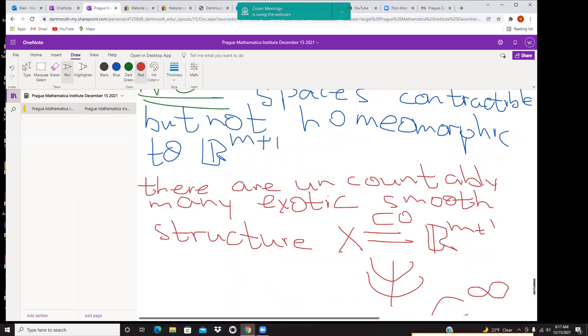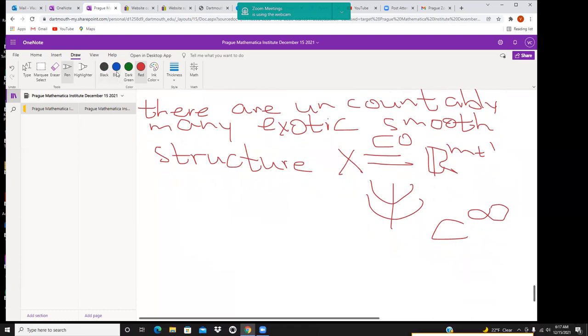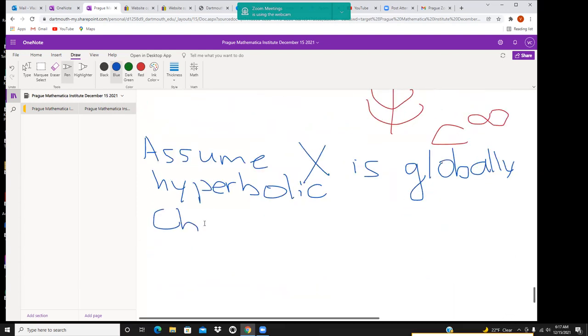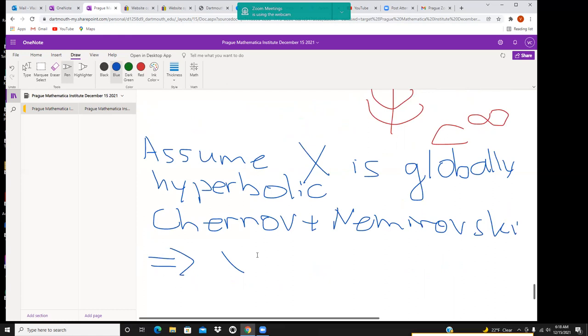So now assume that we send Roger Penrose to the orbit. And he says that, assume that your space-time is globally hyperbolic. So assume that you have this extra data saying that your space-time is globally hyperbolic, so there is no time travel and there are no naked singularities. Then our result with Nemirovski, my co-author, is that X is diffeomorphic to the Euclidean space.